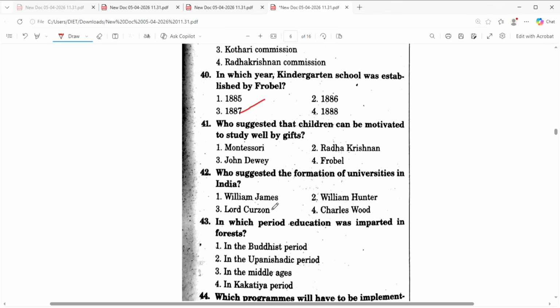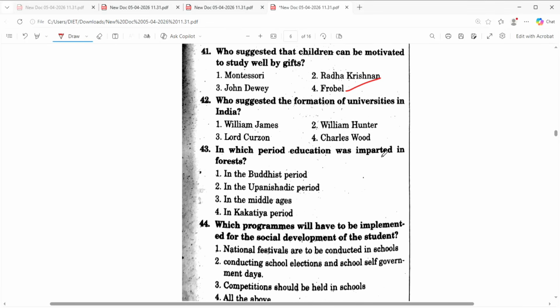Who suggested that children can be motivated to study well by gifts? Montessori, Radhakrishnan, John Dewey and Froebel. Froebel was the person who introduced prizes or gifts for children, which led to an increase in the capacities of the children. Who suggested the formation of universities in India? William Jones, William Hunter, Lord Curzon, Charles Wood. Coming to 42, the answer is Charles Wood.